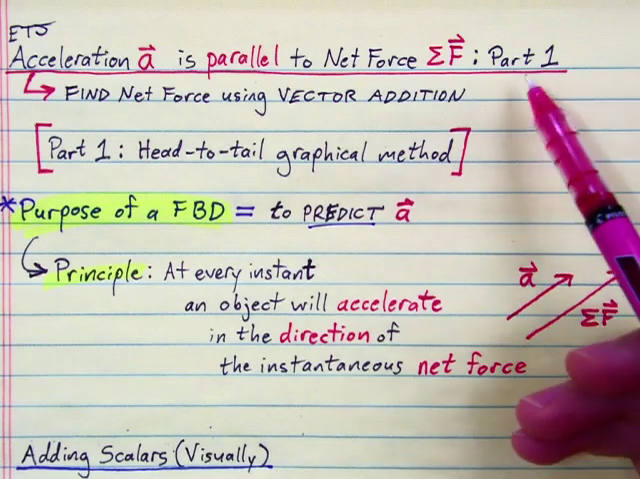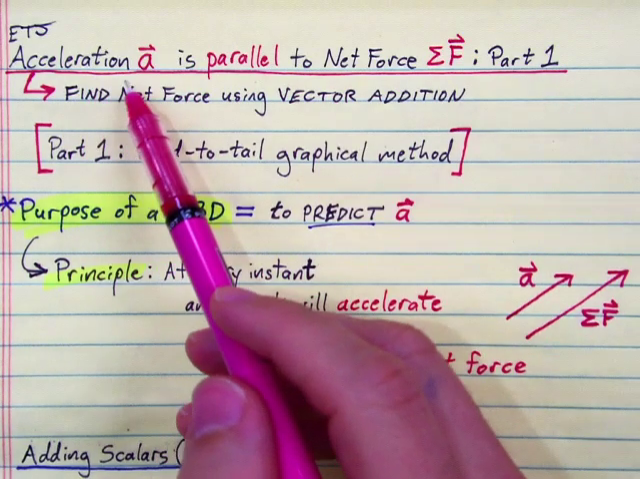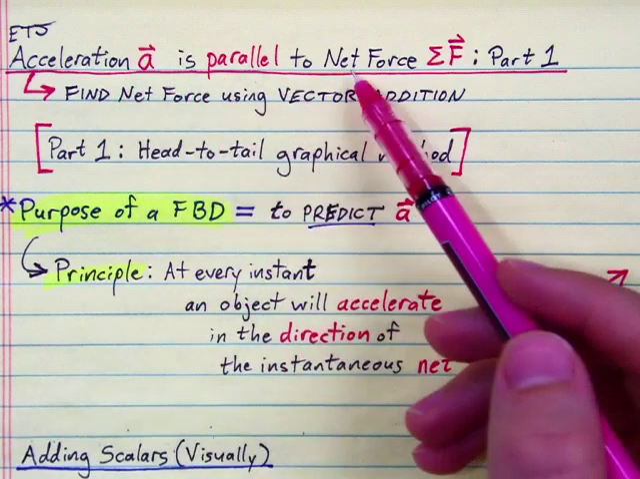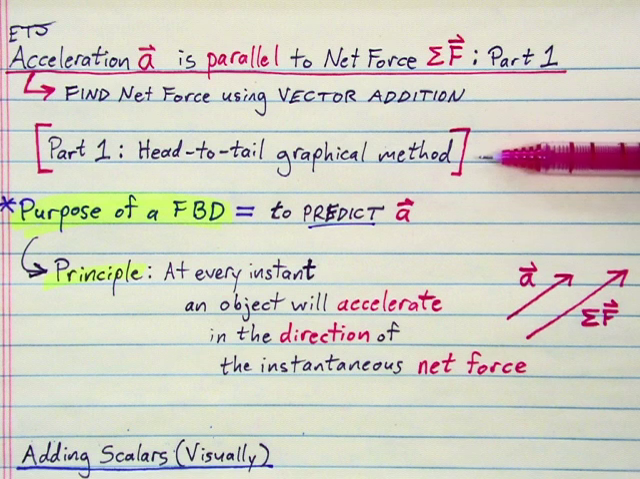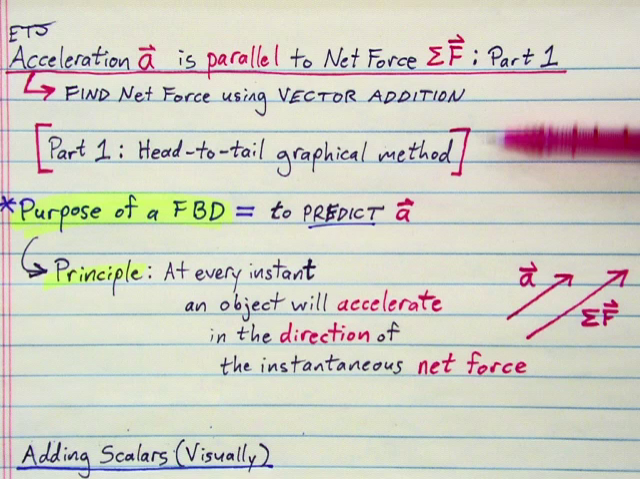This is part 1 of 3 on the idea that acceleration of an object is parallel to the net force acting on the object. In this part, I'm going to teach you the head-to-tail graphical method for adding vectors.